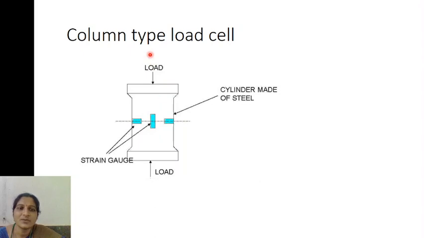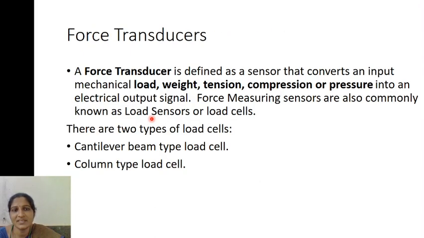When there is force applied, there is tensile or compressive strain. Because of that the resistance changes, and because of that there is a deflection in the Wheatstone bridge, and that deflection indicates the force which is to be measured. This is about force measurement. Force measurement can be done by using load cells, and the different types of load cells are the cantilever beam type load cell and the column type load cell.